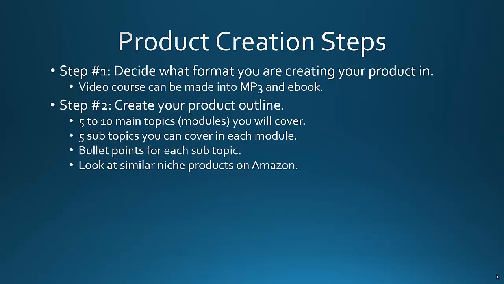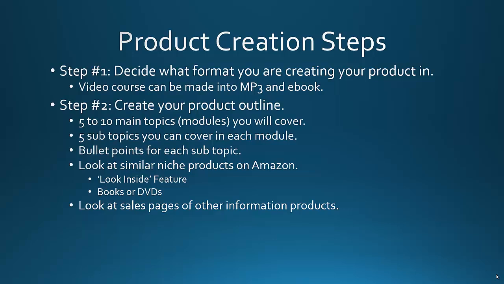Look at similar niche products on Amazon. Use the look inside feature to get an idea as to what kinds of topics they're going over in their products. Look at the books and the DVDs as well. Look at the sales pages of other information products in the niche you're going after to see what material they are covering as well. And to get an idea on these main topics, you can go out to the forums in your niche market, go where your audience is hanging out, and find out what problems they have and what solutions they're seeking. Look at answer sites like AnswerBag or Yahoo Answers.